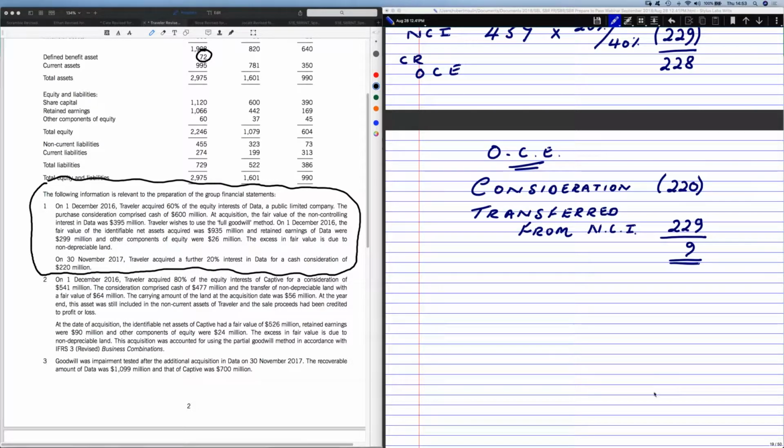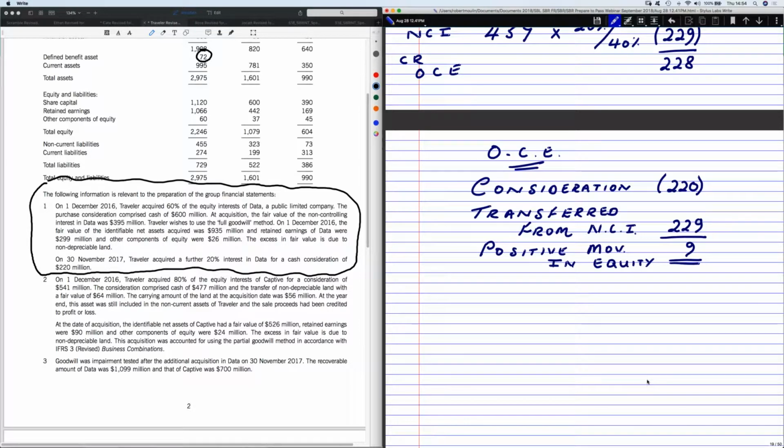Yes, it is an adjustment to equity, but Tasneem is absolutely right here. It is a positive movement in equity. Please do not call it a gain, because a gain can only occur when either you gain control or you lose control.